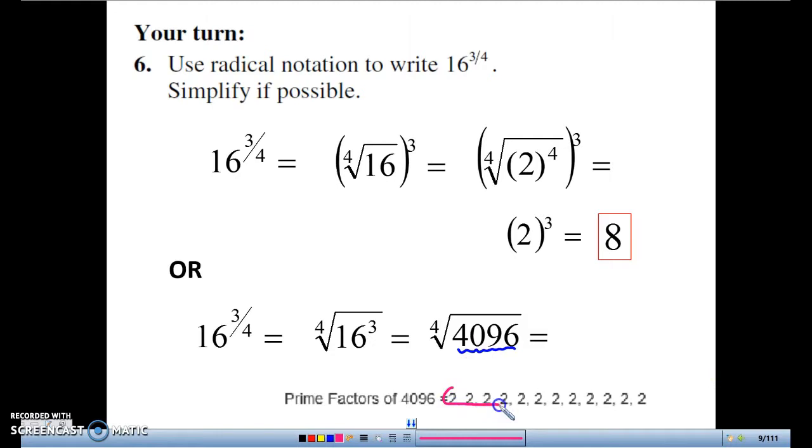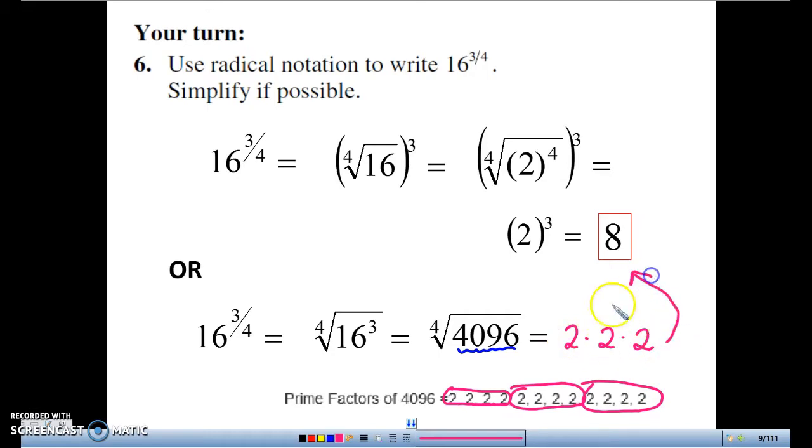So let's group 4 identicals together, 4 more identicals together, and another group of 4 of the same number, and you multiply those together, you get 8. This is the shorter way to do it. It keeps your number smaller.